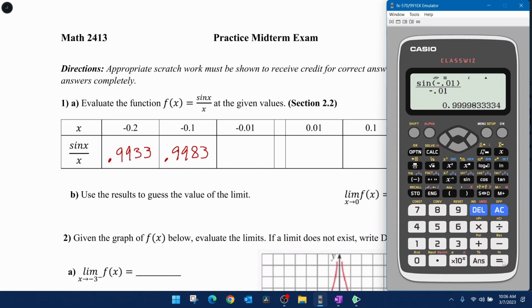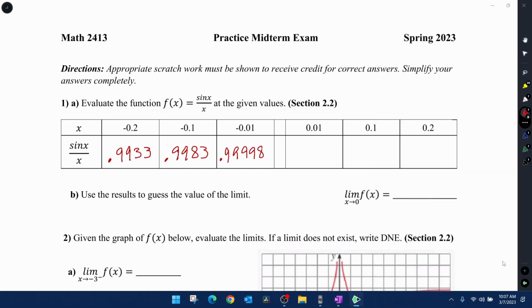So 0.99998. And did y'all notice that these x values, as we're going to the right, are getting closer and closer to 0? What is the function value approaching? It looks like it's approaching 1. But in order for that to be the limit as x approaches 0, doesn't it have to approach the same thing from the other side?